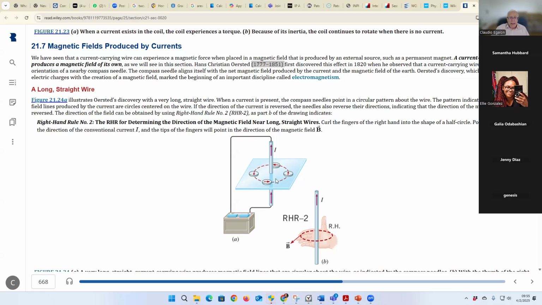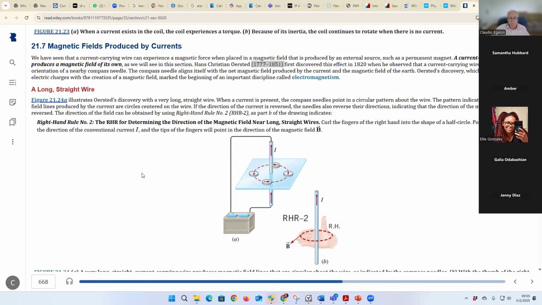This current carrying wire produces a magnetic field that circulates around the wire. And if this magnetic field is strong enough, it will be able to bend the needle of your compass. And that's exactly what you see here. The needle of the compass circulates around the current carrying wire, and the direction of the needle is given by the right-hand rule.